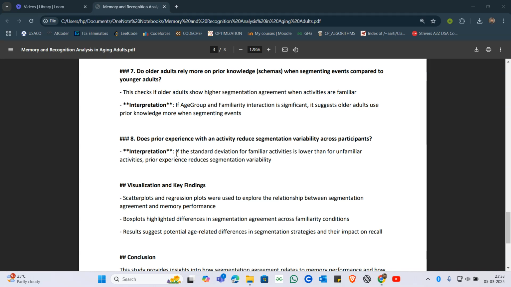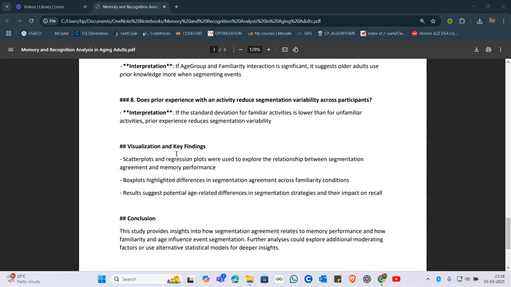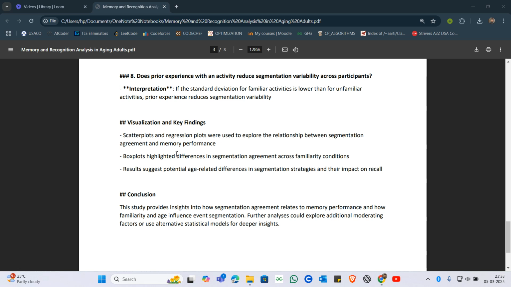So let's move to the final conclusions. In conclusion, my study reveals important insights into memory and segmentation in aging adults. The results suggest that older adults rely on prior knowledge more than younger adults, and familiarity plays a key role in event segmentation. Understanding these patterns could help to develop better cognitive training programs for older individuals. In future work we can explore additional factors such as cognitive load and emotional context, to deepen our understanding of memory segmentation across different age groups.